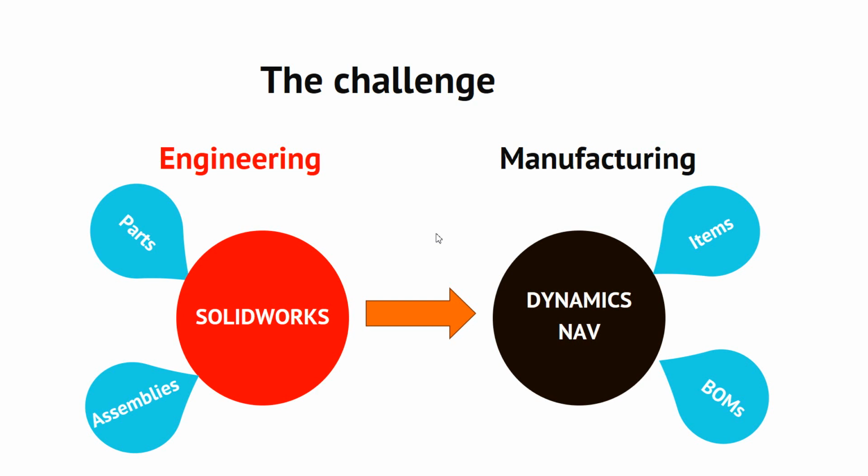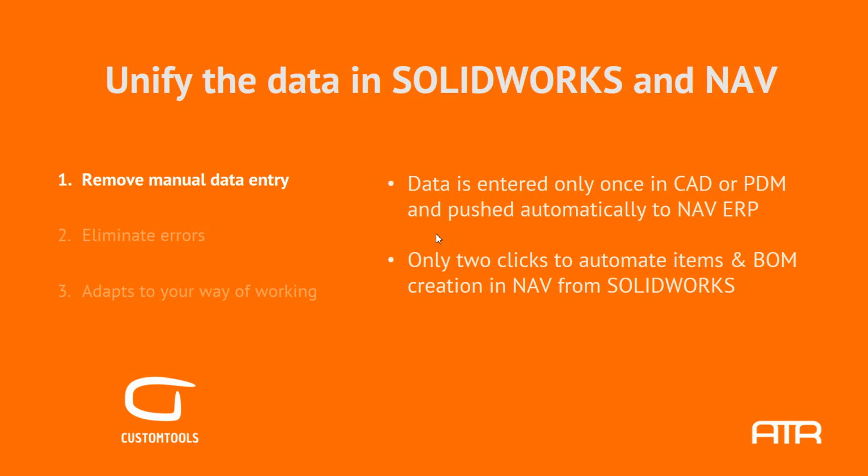How do I translate my parts into items and my SolidWorks assemblies into BOMs inside NAV? With our integration, we are aiming to remove any duplicate manual data entry. So basically, data is entered only once in SolidWorks and then pushed to ERP. It only takes 2 clicks to automate item and BOM creation from SolidWorks into NAV.